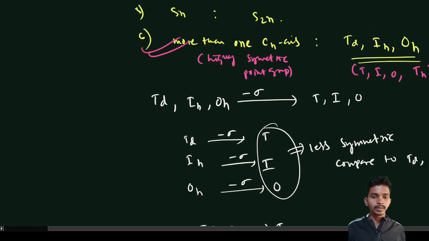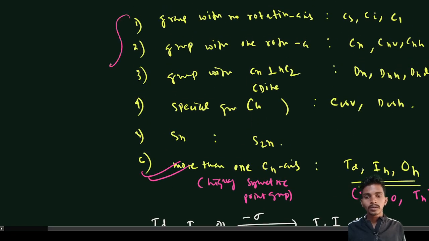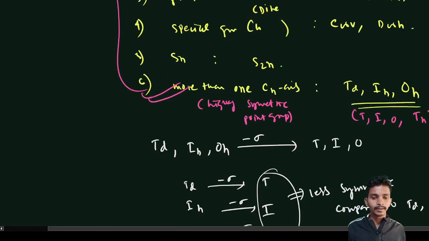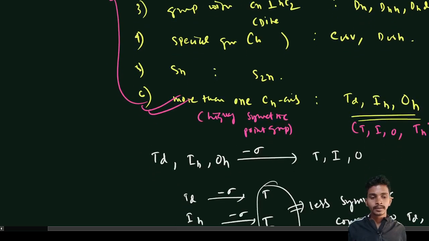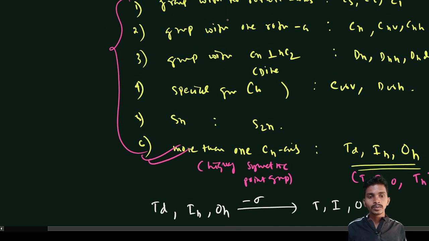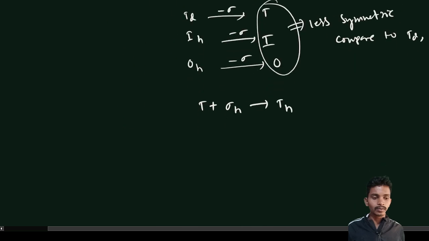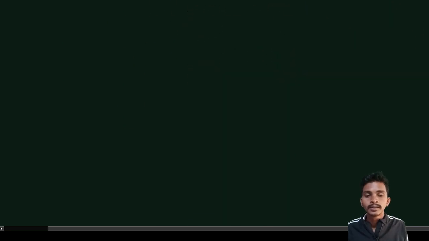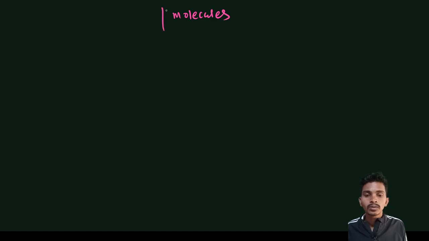So now, after talking about all this, we can make one table. We know how these groups will come, right? So we will make one group table: let's say a molecule is there. How do we say which group this molecule lies in?